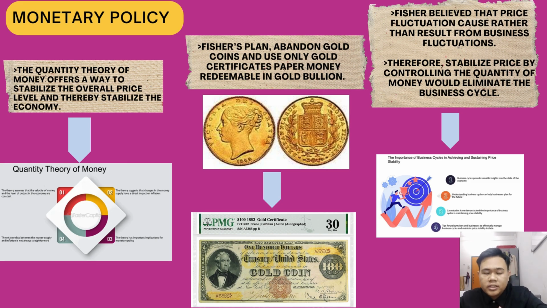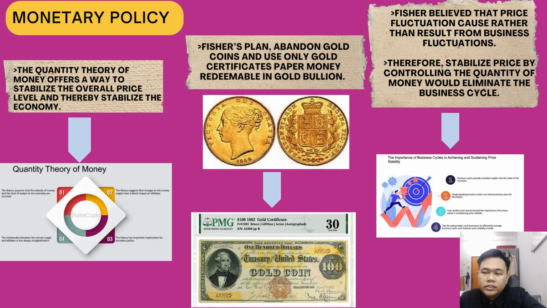This is the monetary policy. Fisher says the quantitative theory of money offers a way to stabilize the overall price level and theoretically stabilize the economy. Fisher's plan is about gold coins. Use only gold certificate paper money, recommended in the gold bullion. So Fisher wants to use gold bullion paper money, and not use gold coins anymore.